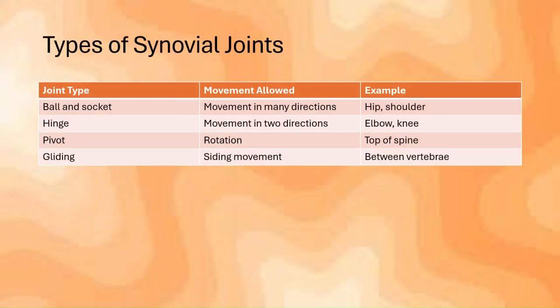So there are different synovial joints that are adapted for different types of movements. Ball and socket joints allow the greatest range of motion. Hinge joints mainly allow flexion and extension. Pivot joints enable rotational movement. And gliding joints allow bones to slide over one another. The structure of each joint determines the movement that's possible.